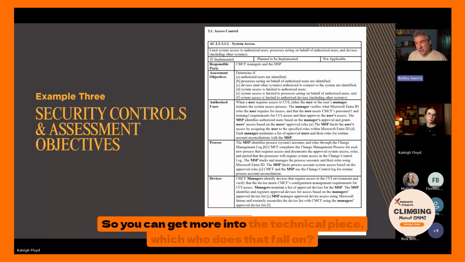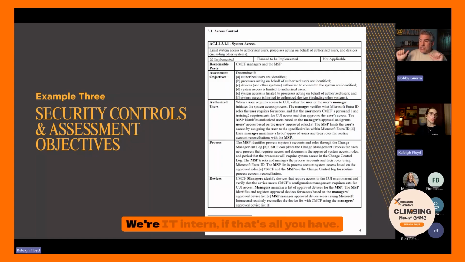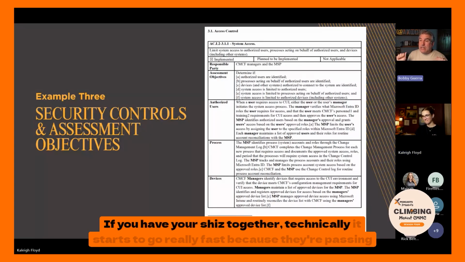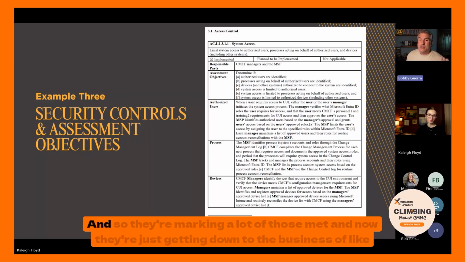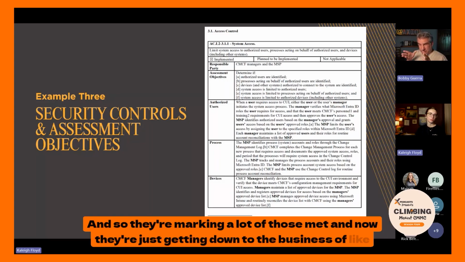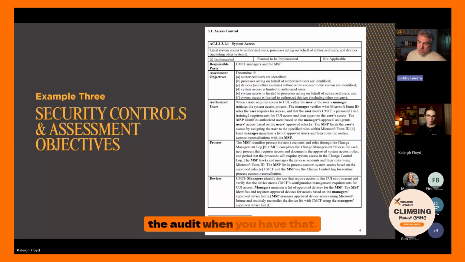Okay. So you can get more into the technical piece, which who does that fall on? The MSP, right? Or your IT intern, if that's all that you have. If you have your stuff together, technically it starts to go really fast, because they're passing you on all the documentation requirements because you presented it to them correctly off the bat. So they're marking a lot of those as met, and now they're just getting down to the business of how you're specifically doing it. They're interviewing, asking some technical questions, and man, you're going to start flying through the audit when you have that.